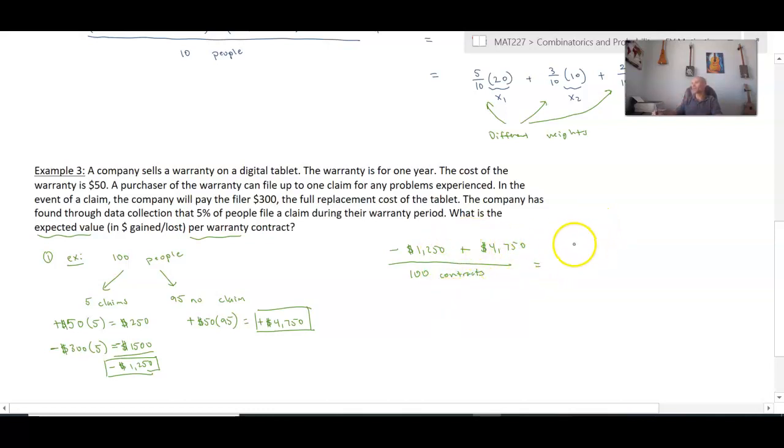4,750 minus 1,250 is $3,500 gained in net. Divided among 100 contracts, on average, that comes out to $35 per one contract. That answers our question right there. We came up with $35 per contract.